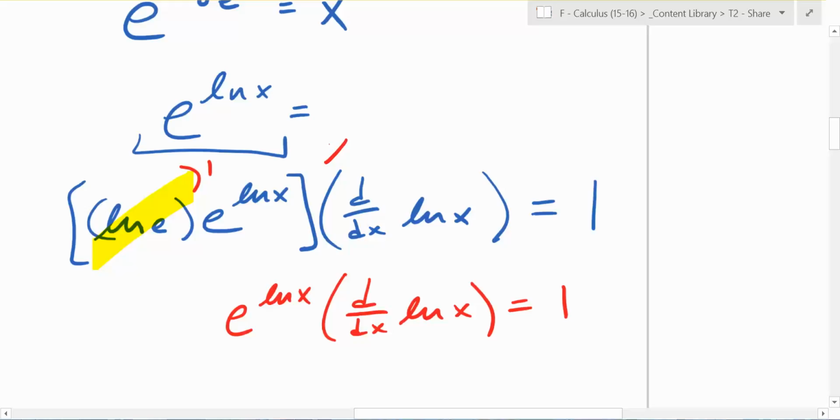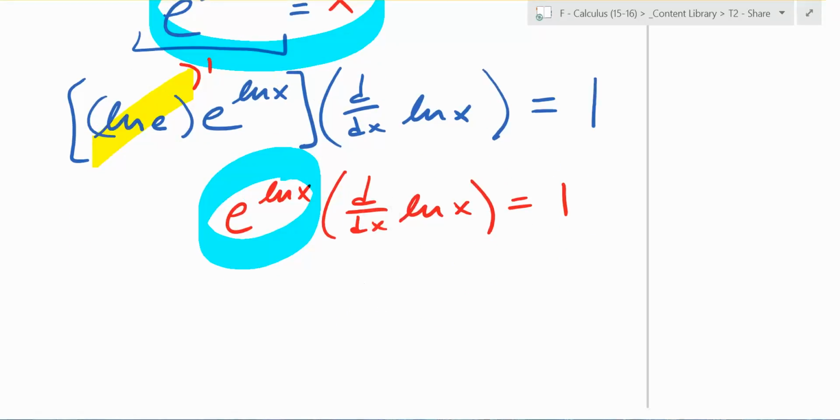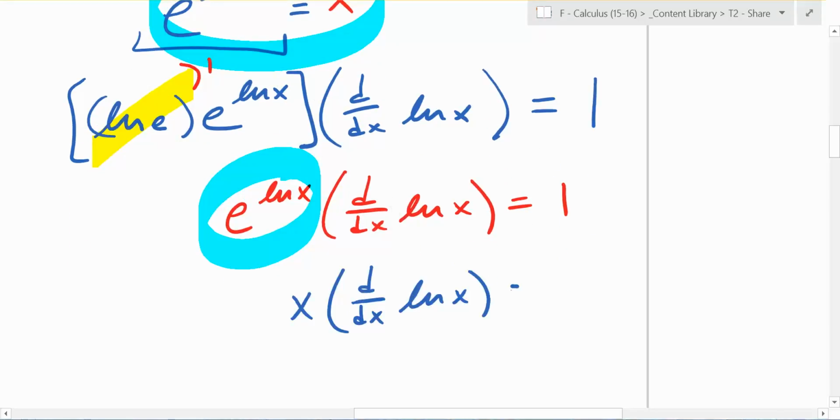E to the ln x is equal to x. So what can I replace that with? X. So what do we have here? X times the derivative of ln x is equal to what? 1. We don't know what the derivative of ln x is equal to, right?